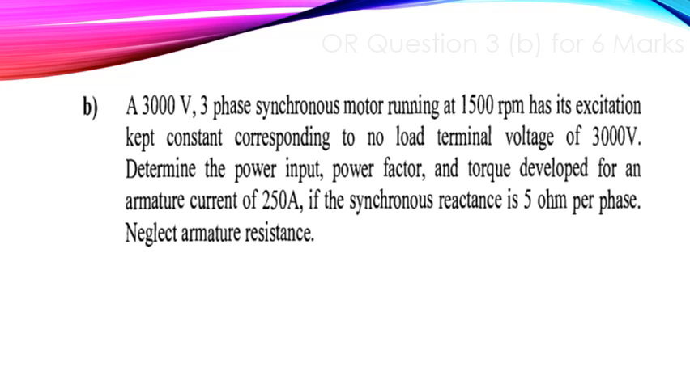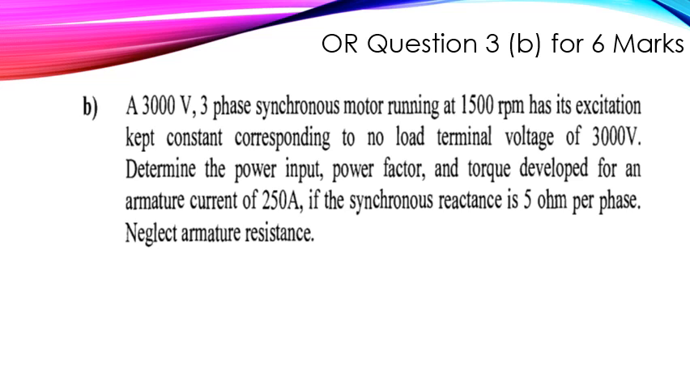Now the next question is question 3B, which is for 6 marks. A 3000 volt 3-phase synchronous motor running at 1500 rpm has its excitation kept constant corresponding to no load terminal voltage of 3000 volt. Determine the power input, power factor and torque developed for an armature current of 250 ampere if the synchronous reactance is 5 ohm per phase, right? Then the condition is that neglect armature resistance.